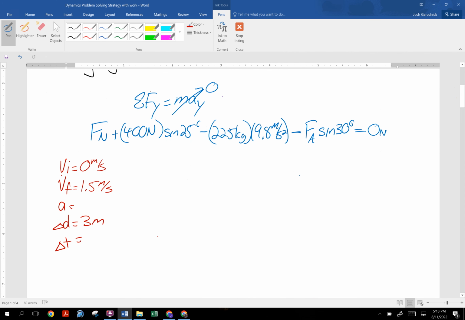Here I would go with equation 4 to find the acceleration. So you have VF squared equals VI squared plus twice the acceleration times the distance.